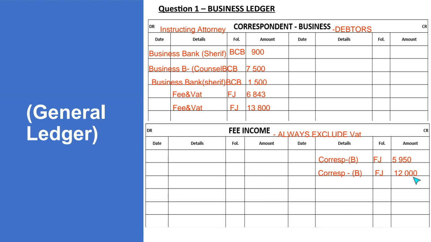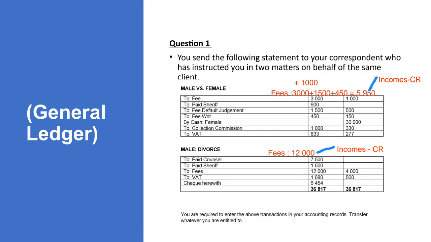And check how much are our fees? Can you see now? These are our fees, and these are the fees which we're supposed to be taking to the instructing attorney. We just have to set off the amounts. Okay. And we must do the same for the other fees. Let's see how much we have here.